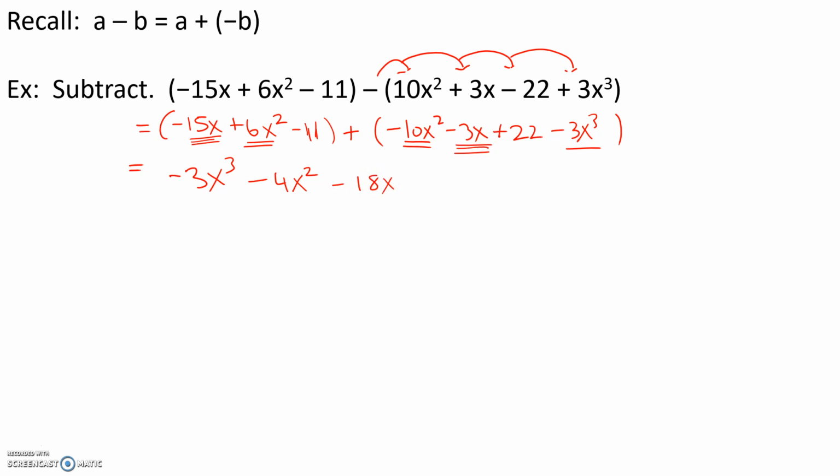Finally, we have the constants, negative 11 and positive 22. Negative 11 plus 22 is positive 11. Therefore, the resulting polynomial is negative 3x cubed minus 4x squared minus 18x plus 11. So remember, when you subtract a polynomial, we will add the opposite of each term, and then simply combine like terms.